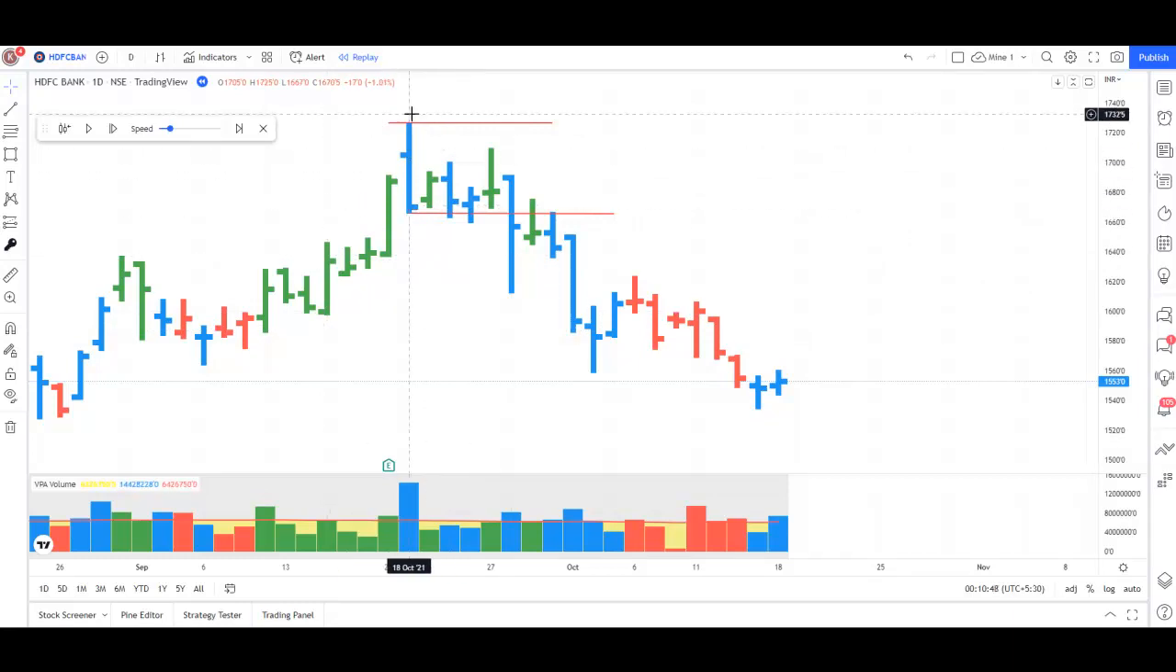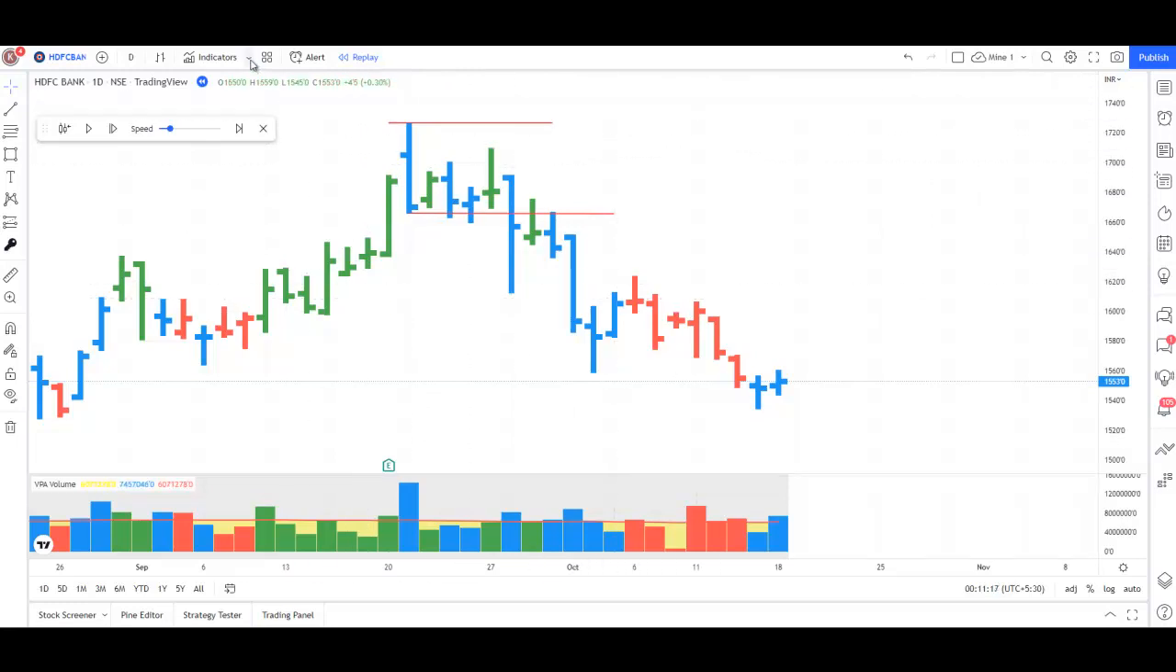The upthrust bar was the point where the up move ended and the prices started coming down. So whoever was holding this stock should have exited at this point when the low of the upthrust bar was broken. So this is a very clear example of an upthrust bar.